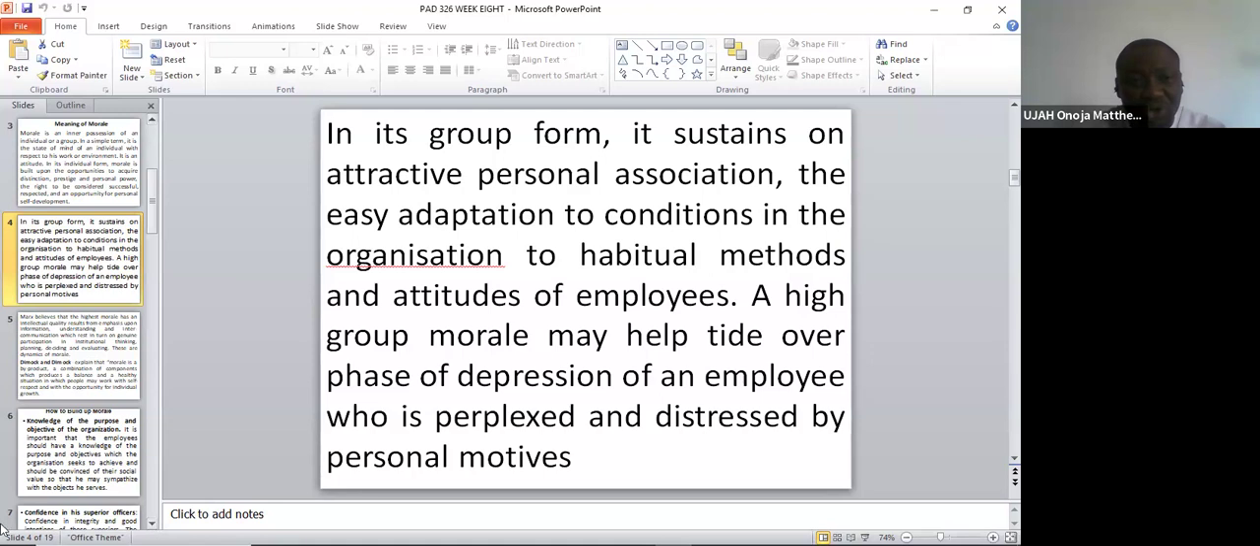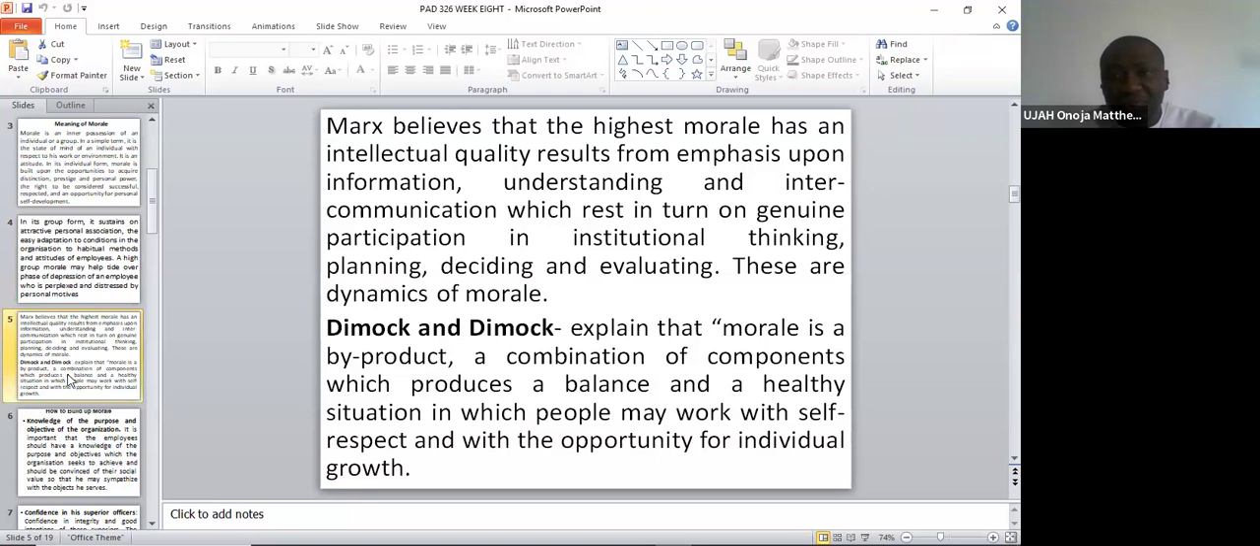Like I said earlier on, the civil service is an agent of development and must do everything possible to achieve that within the service. Marx believes that the highest morale has an intellectual quality that results from emphasis upon information, understanding, and intercommunication, which rests in turn on genuine participation in institutional thinking, planning, deciding, and evaluating. These are dynamics of morale. So a system that guarantees that the worker is treated or considered as the hallmark of existence within such an arrangement is one where you will see increased participation and adequate planning for the right result to be gotten.